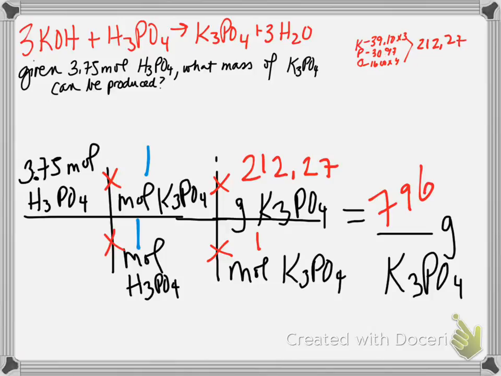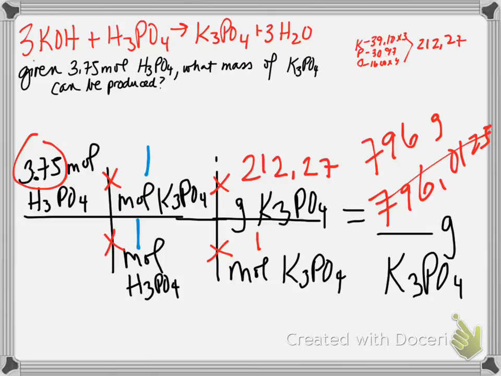Do you have a calculator, sir? So we get a raw answer of 796.0125. How many sig figs do we have? 3. Because we look at this, and that's what we're working with. That is 3 sig figs. So our final answer would be 796 grams.